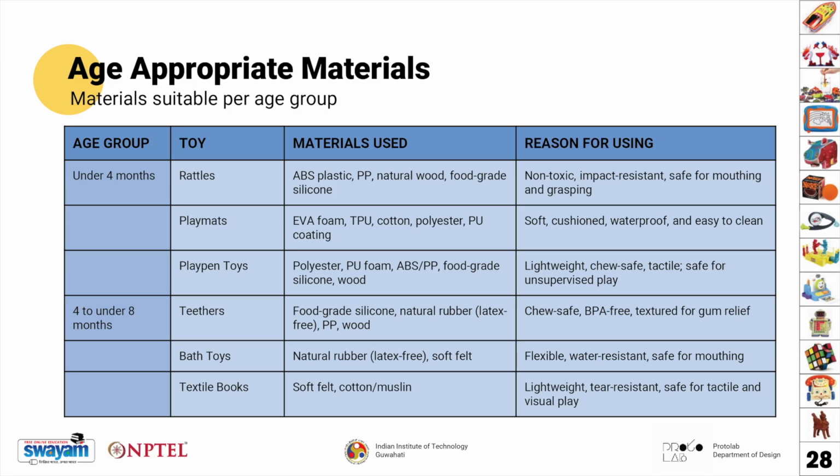For bath time, bath toys are commonly made from natural rubber or soft felt, which are flexible, water resistant, and safe if babies place them in their mouths. Another popular toy at this stage is textile books, made from soft felt or cotton muslin fabrics. These books are lightweight, tear resistant, and safe, encouraging tactile exploration and early visual engagement.